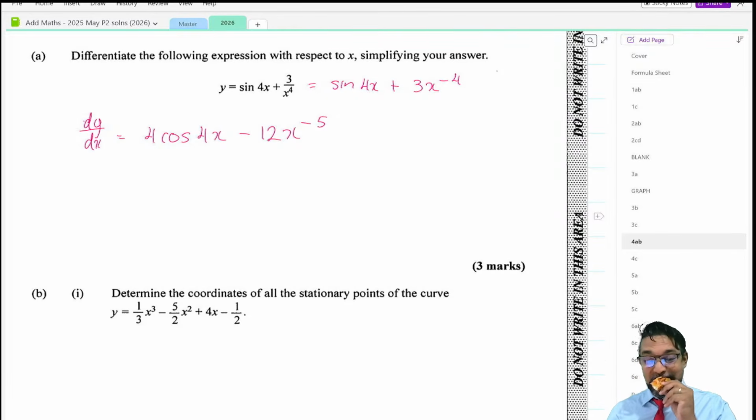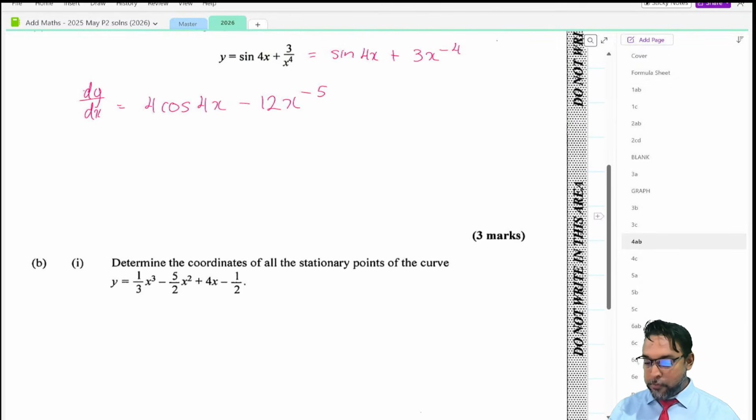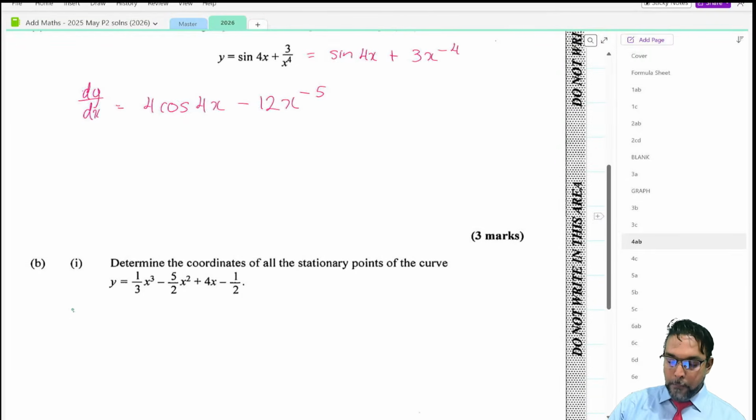No, you forgot your plus C. I thought we were doing integration right now. Because you put minus 16. It is minus 16. No, it's positive 16. Right. So what is it? This is what I will put.